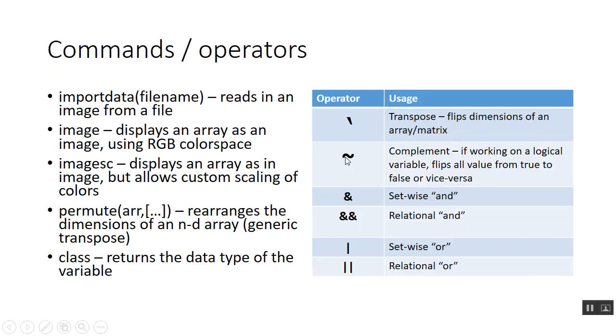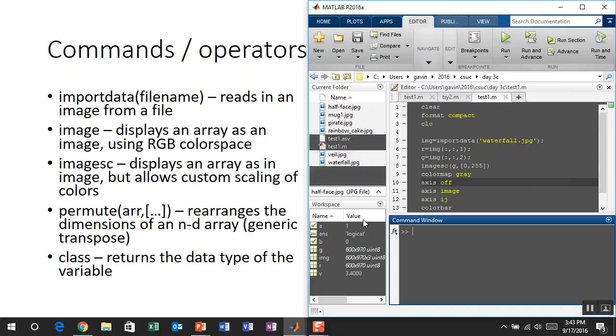Really useful for things like logicals and defined sets. All right, now we've already seen, I believe, the relational and, which is double ampersand. So let's clear this out. A equals true, B equals false.